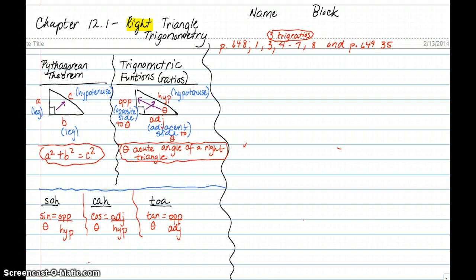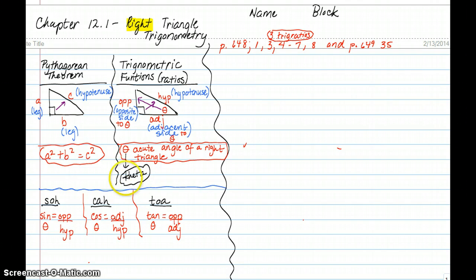We can use those ideas in trigonometric functions. So we have another right triangle, as you can see to the right there. And the hypotenuse is still directly across from the right angle, so it's called the hypotenuse and is abbreviated HYP. Now, the little acute angle is called theta. Okay, so the theta is the acute angle of this right triangle, or it's the acute angle of any triangle.